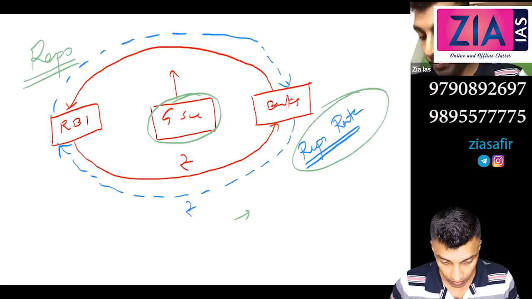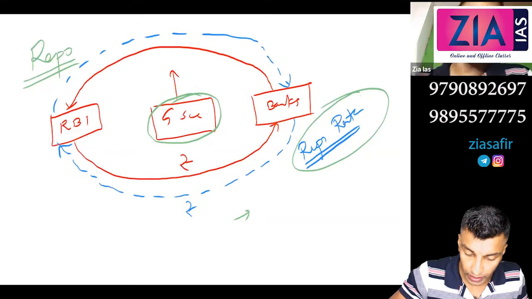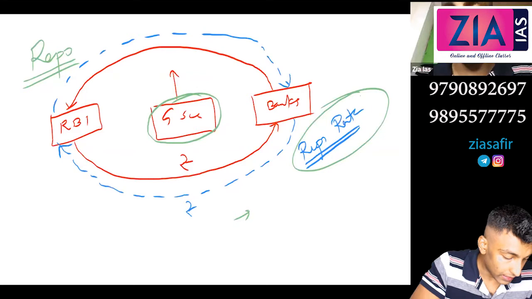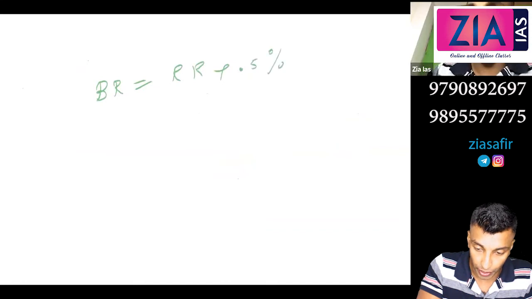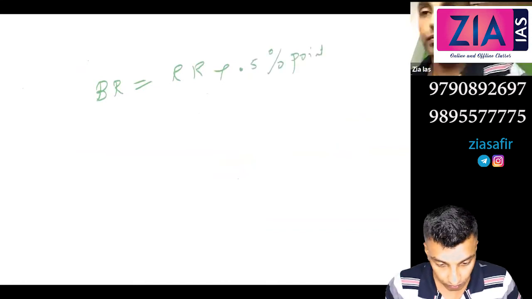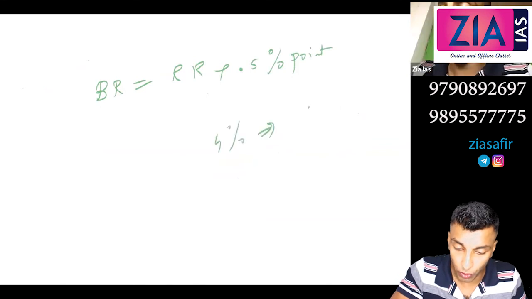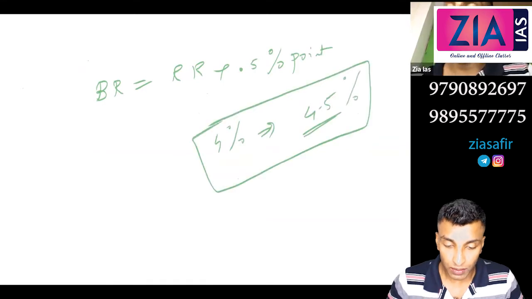Okay. So the reason why now RBI will fix only the repo rate, which is the policy rate. So let's say the repo rate is fixed. What is the bank rate? Bank rate will be higher than that. So you can say bank rate is actually equal to repo rate plus 0.5 percentage point. So if it is 4% repo rate, what will be the bank rate? 4.5 percent, like this. Is this clear?